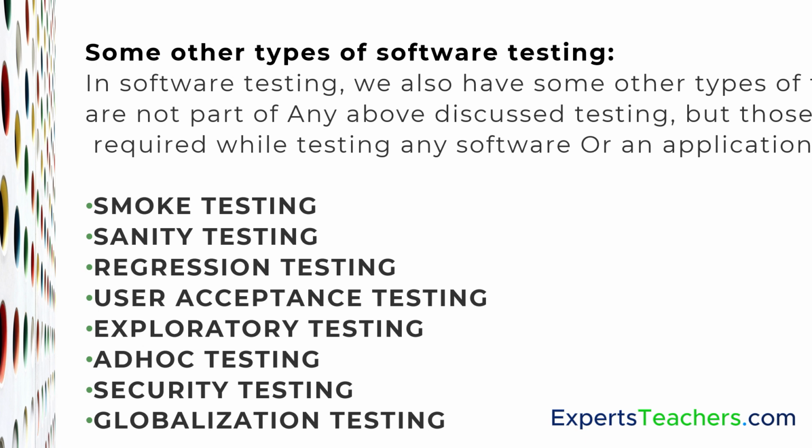Okay, so basically smoke testing: whenever we receive a build from the dev team, we check the major functionality to see whether it is working fine or not. We just perform the major or critical test cases to check that the major functionality works as per the requirement. If it is working fine, we accept the build from the dev team.